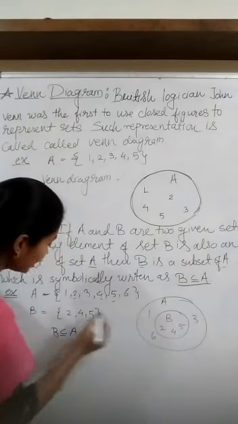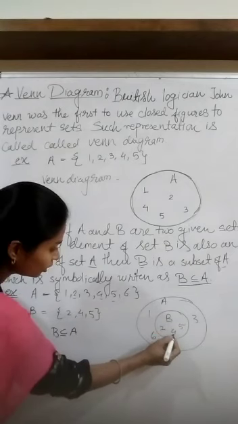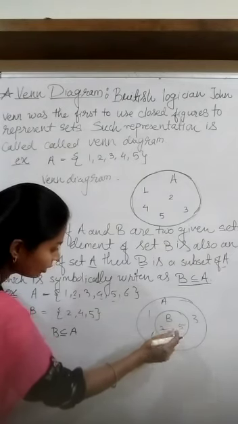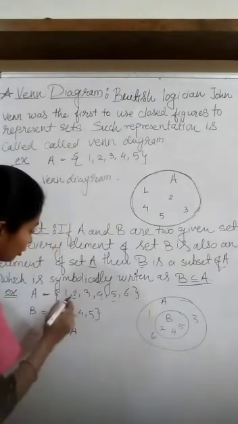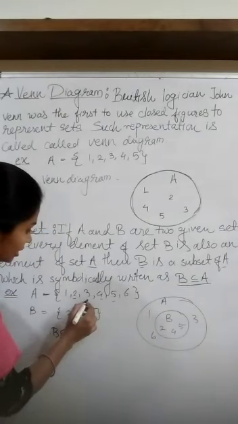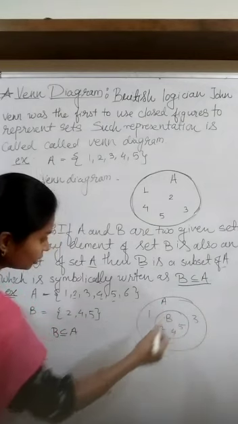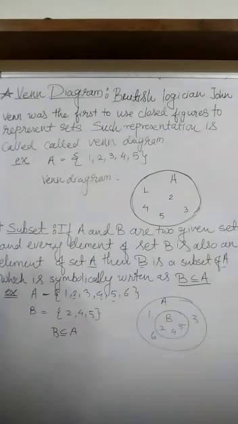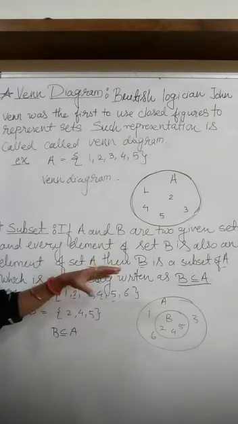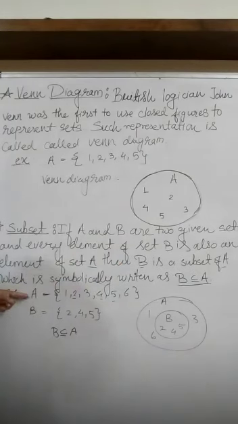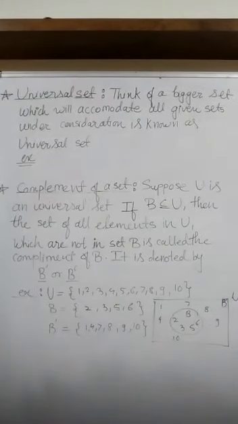B के elements क्या है? 2, 4, 5. That you write in the bracket 2, 4, 5, and then the remaining elements of the set A, 1, 3, 6, that I have written here, and the set has been closed with the Venn diagram. So this is nothing but the subset. For the subset, all of B's elements should be in the set A. B के सारे elements A में होने चाहिए. Then only we can say B is a subset of A.